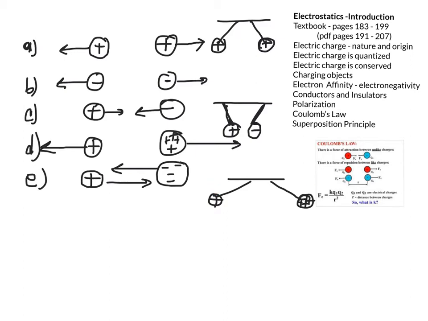The only thing that would make them not at the same level, this will come up in the assignment, is if the mass of one of these 2 balls is bigger. So if the mass of this were bigger, it would be at a lower angle because of gravity.